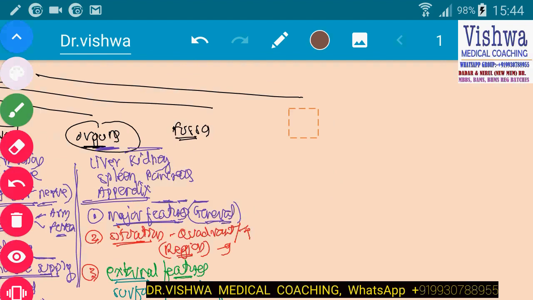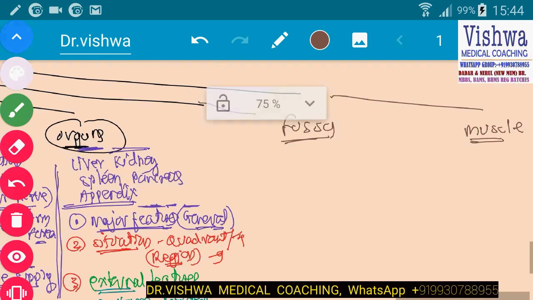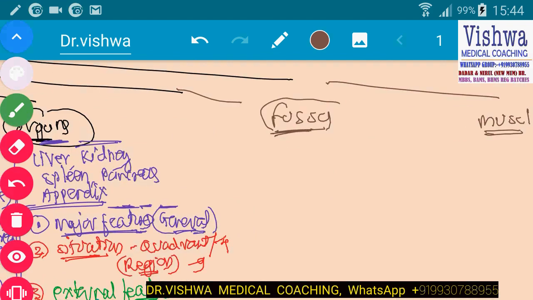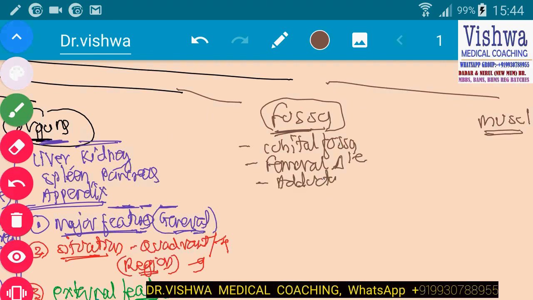Okay, then we have fossa and the muscles. Let me have fossa mentioned here. And then finally we have muscles. When I ask about any fossa, like for example, कौन से fossa है? We have cubital fossa. We have a femoral triangle. We have adductor canal. We have axilla.